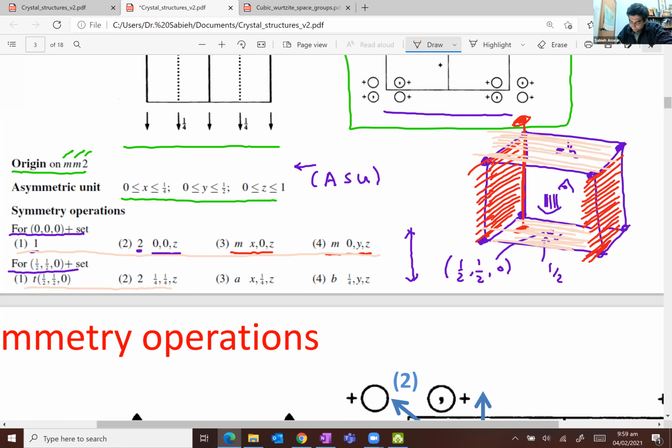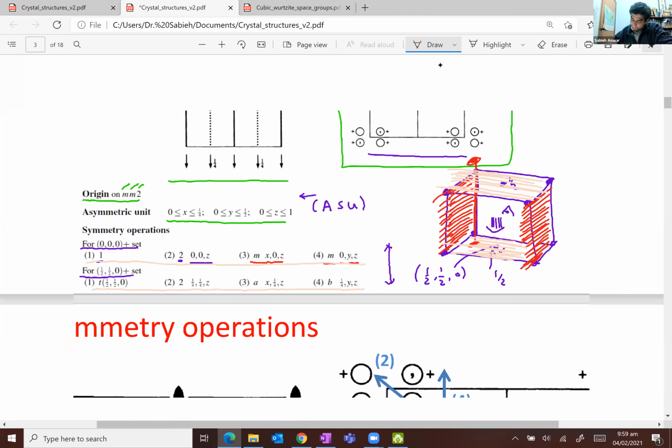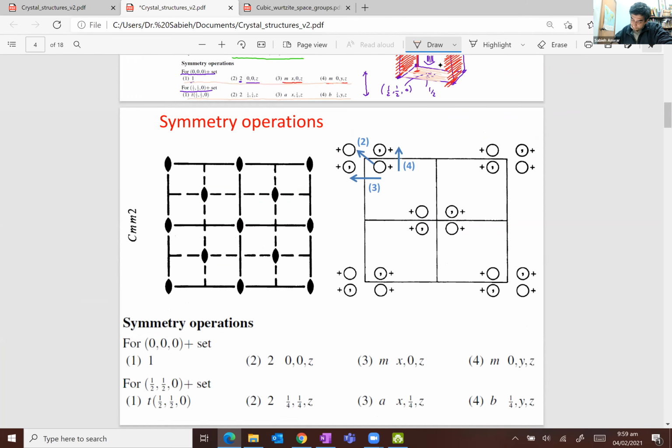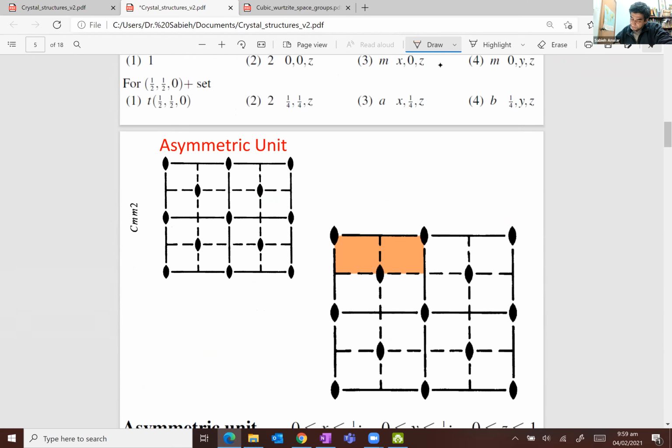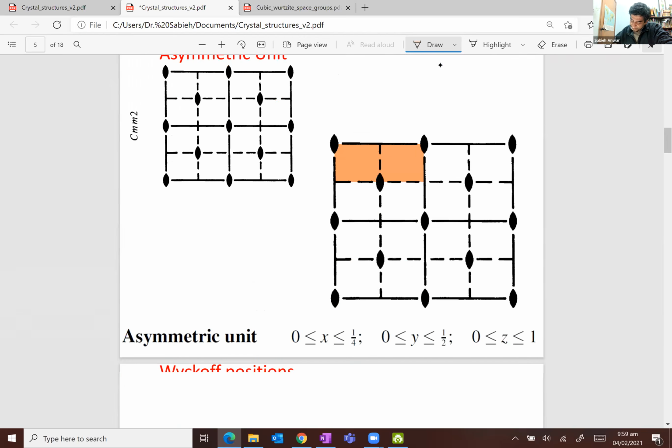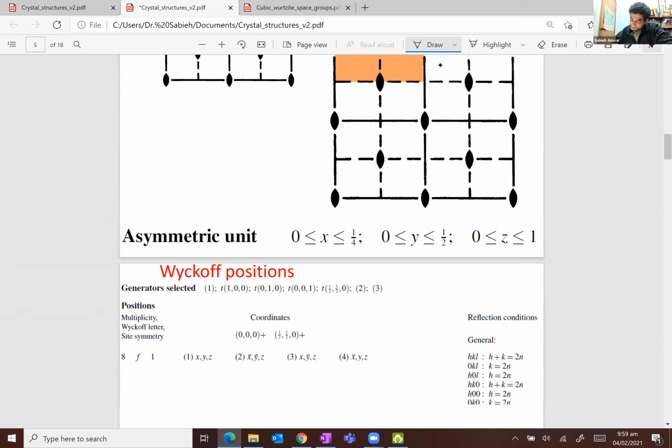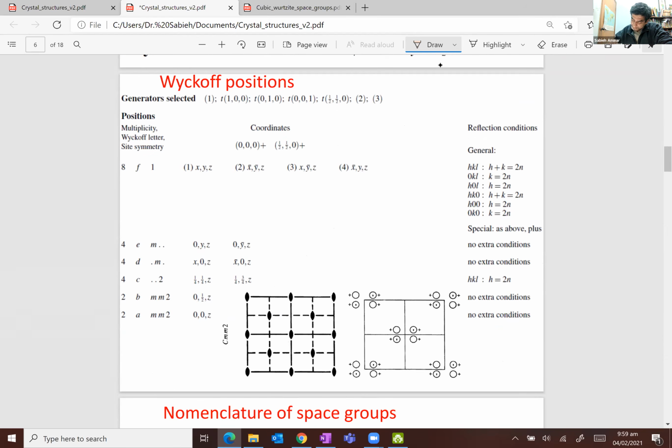Likewise, we have symmetry operations relevant to the other point, to the base centered point as well. So here is another view. Here is what I've discussed already, the asymmetric unit. And now the Wyckoff positions. Let's talk a little bit about the Wyckoff positions.